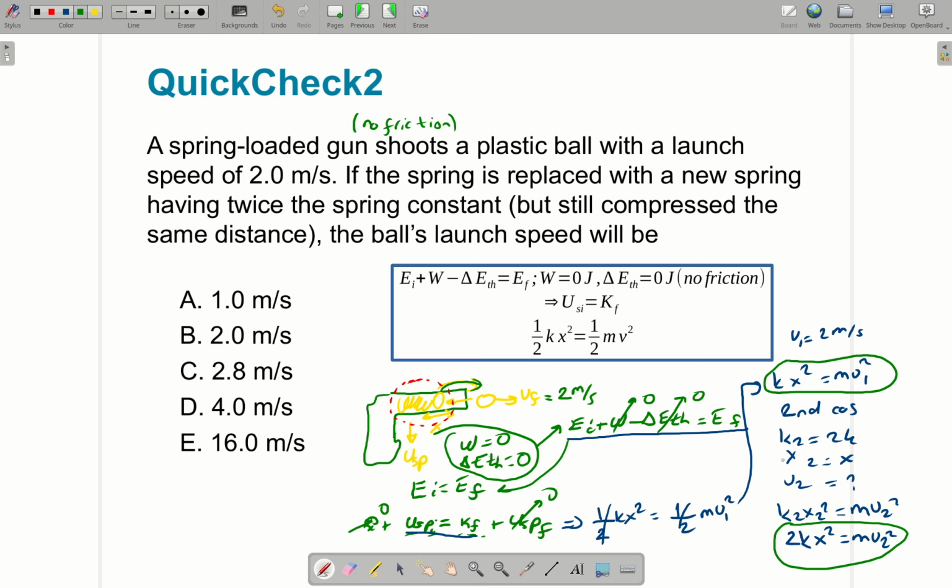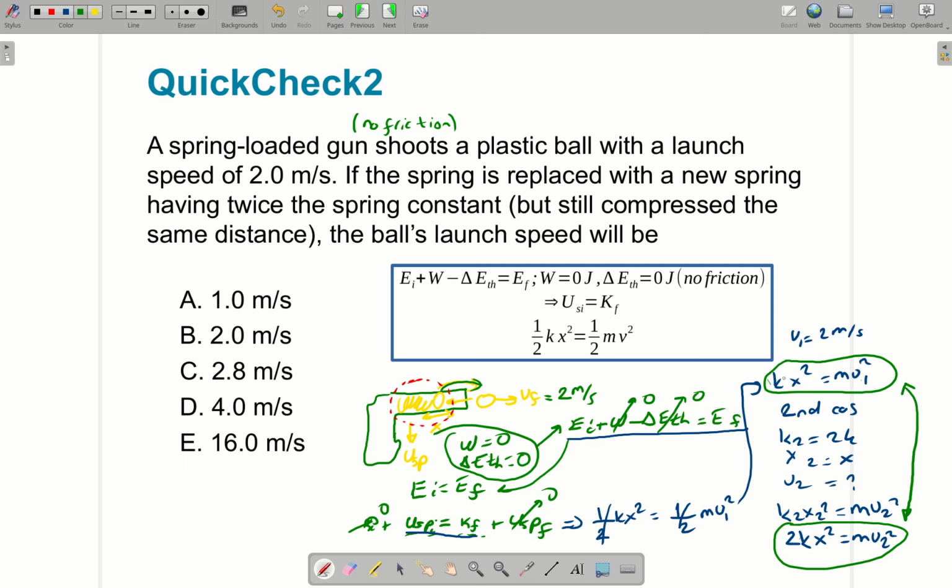I can go by logic. Only K changed here to there. K becomes twice larger, and V is directly proportional to the square root of K. Notice I have V squared here. That means V2 should be square root 2 times V1. But that may not be easy to see. So I suggest you guys divide this by that.